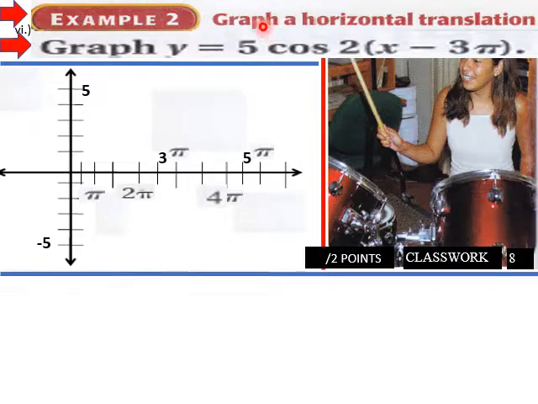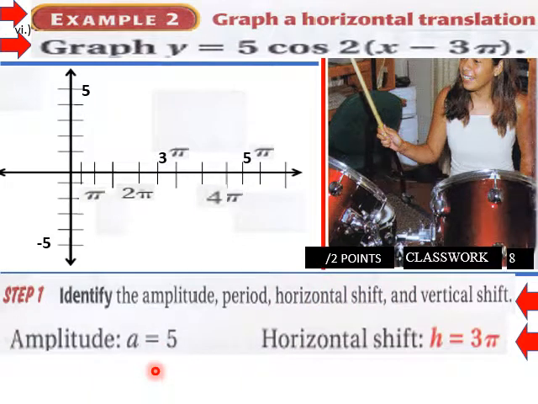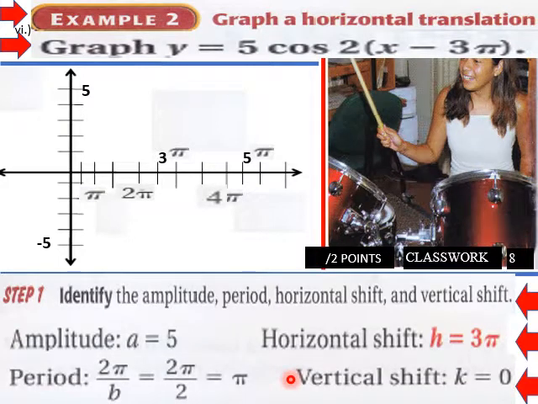Okay, graph a horizontal translation now. Graph y equals 5 cosine 2 times x minus 3 pi. Amplitude, period, horizontal shift, and vertical shift. So our amplitude a is equal to 5, we know that. Horizontal shift is h equals 3 pi. Here's our horizontal shift here.